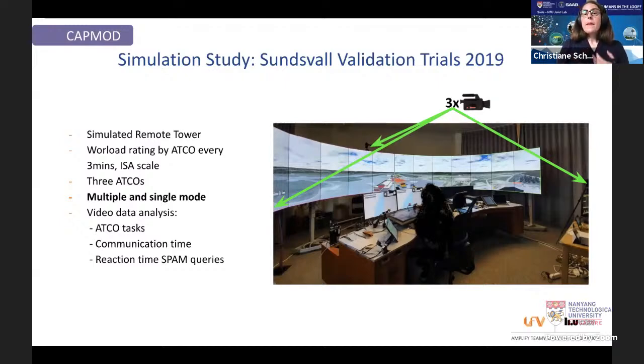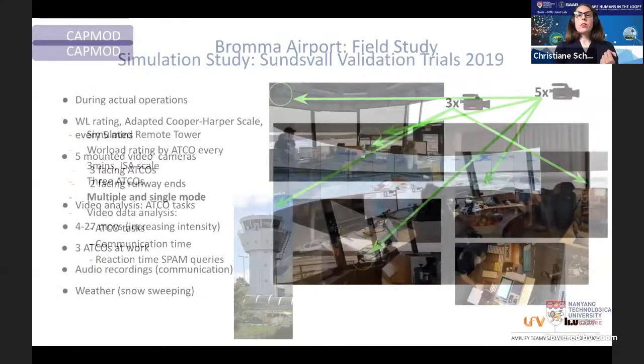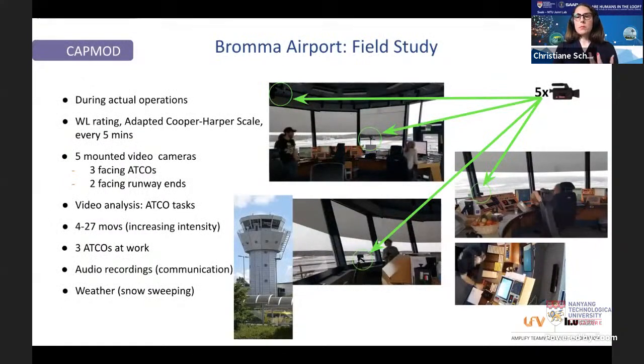And then, because we also wanted to look at conventional towers, we did a field study at Bromma Airport. So that happened during actual operations. We used the adapted Cooper-Harper scale again here to assess the workload. This is more fine grained. We have a scale of 10. So our hope was to see if we can find certain fluctuations that we cannot perceive with the ISO scale.